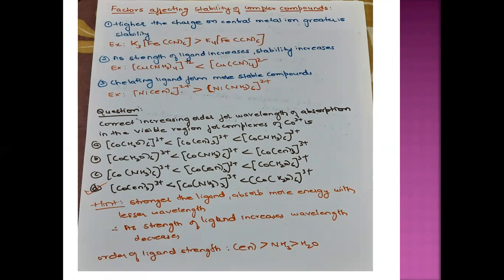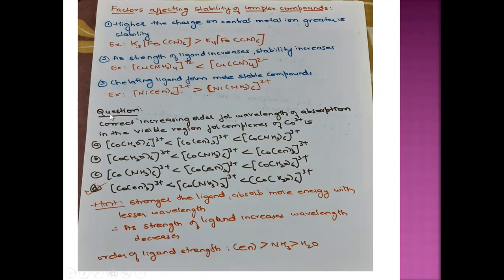So what? The tetracyanocopper complex is more stable compared to the tetraamine copper complex. Why? Because the carbon donor ligand is stronger compared to the amine ligand. So as the strength of the ligand increases, its stability increases.